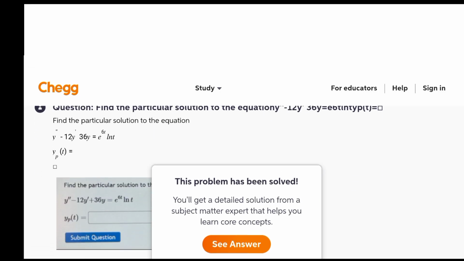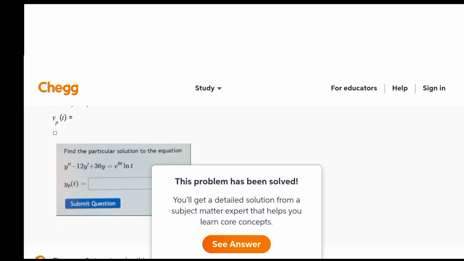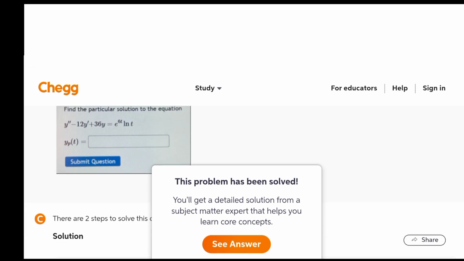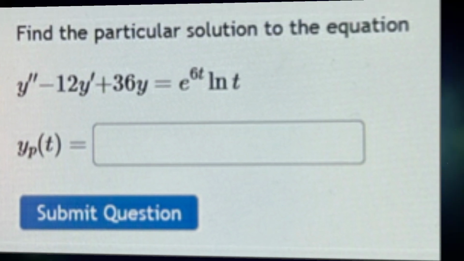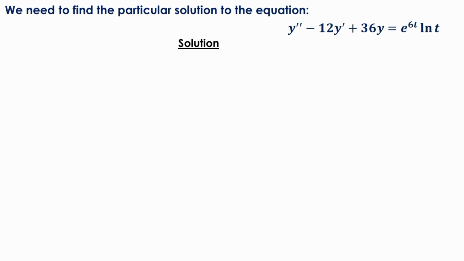So in today's video, we'll be looking at the second order differential equation. We have to find the particular solution to the given second order differential equation. Solving this problem is very easy and straightforward, so let's not waste much of our time talking. Let's dive into action.